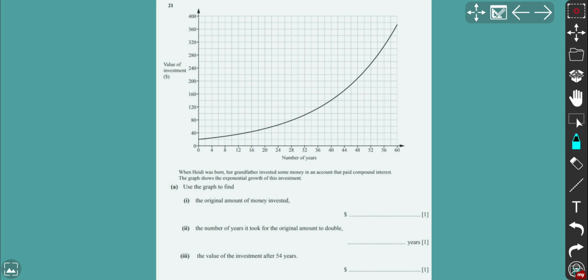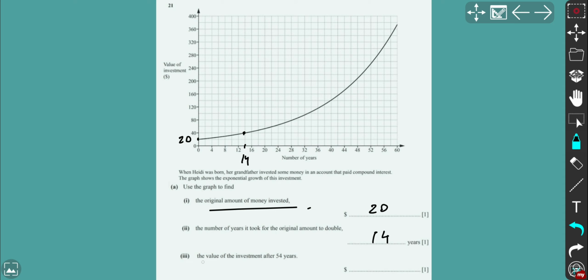Okay, let's move next. Question 21. Someone invests some money into an account that pays compound interest. Make sure you have this curve, not a straight line. Use the graph to find the original amount of money. So it's 20, definitely, according to the graph. Why? Because no years have passed, so it's just the starting amount where the graph starts. Now the number of years it took for the original amount to double. You've got 20, so to double means you need to have 40. Let's go up to the intersection. That's between 12 and 16, so it's 14 years. So 14 years that you need to wait.